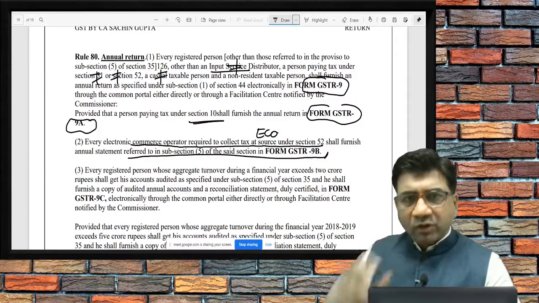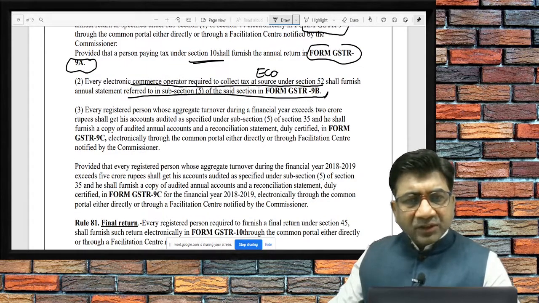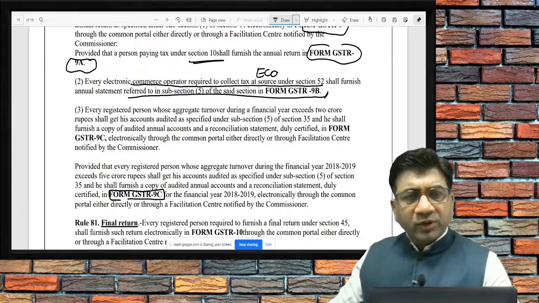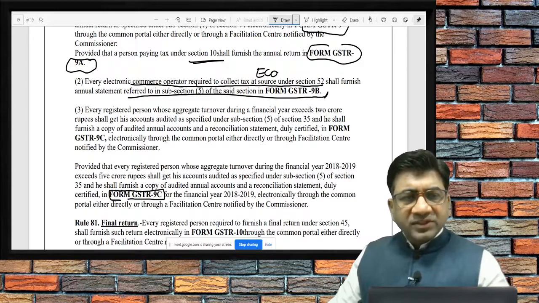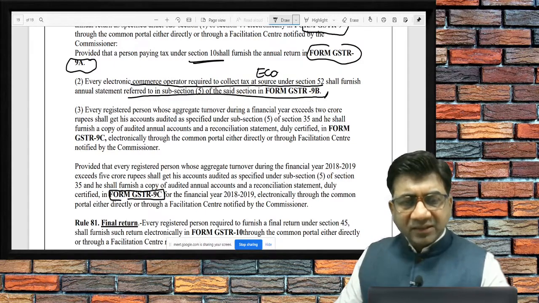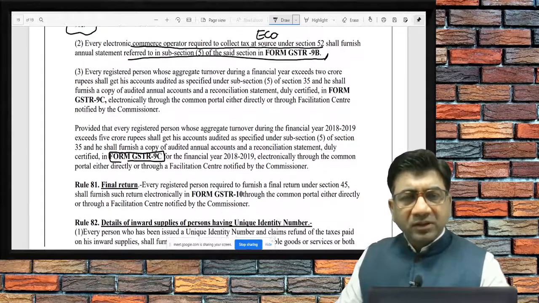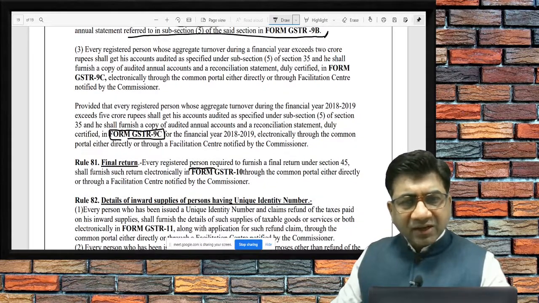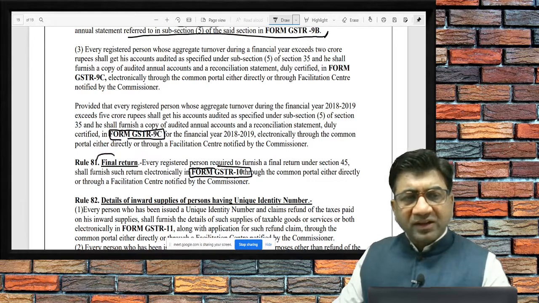We will write down all the small things now. And what is 9C? Those who have audits need to file a copy of the audited financial accounts and a reconciliation statement in form GSTR 9C. 9C, write down: reconciliation statement 9C for audit people. GSTR 10, write it down somewhere on rough paper, I will get you to write it now. That is for the final return.